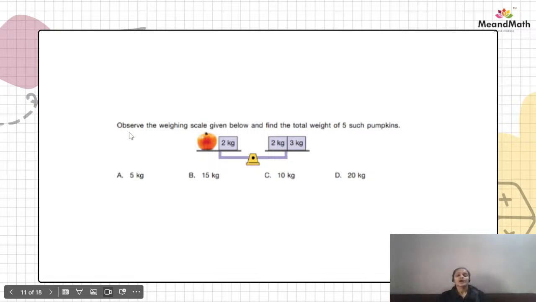Observe the weighing scale given below and find the total weight of 5 such pumpkins. So we have one pumpkin over here. On the other side we have a weight of 2 kg and 3 kg. So the weighing balance is obviously at the same level. That means the two sides are equal, so we have to find out the weight of the pumpkin. Now this is very easy. There is no kind of calculation to be done, but just good observation to find out the answer. What is the weight of the pumpkin?